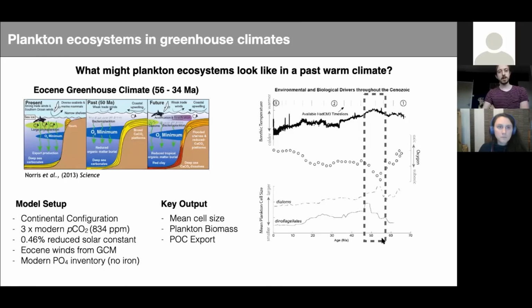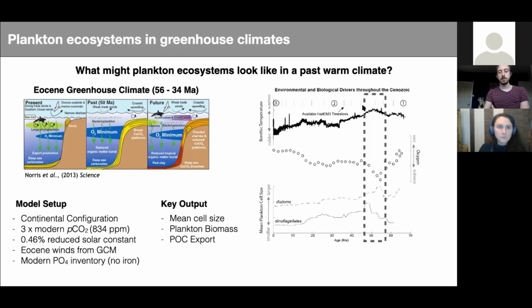So the past climate we're going to use is the early Eocene. This is the plot you saw before. This is basically the warmest part of the Cenozoic. And the reason for this is that it's possibly one of the most different climates we have to the modern.